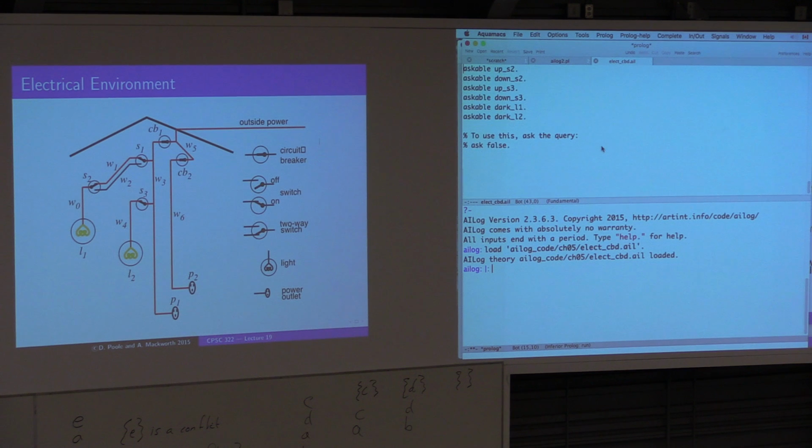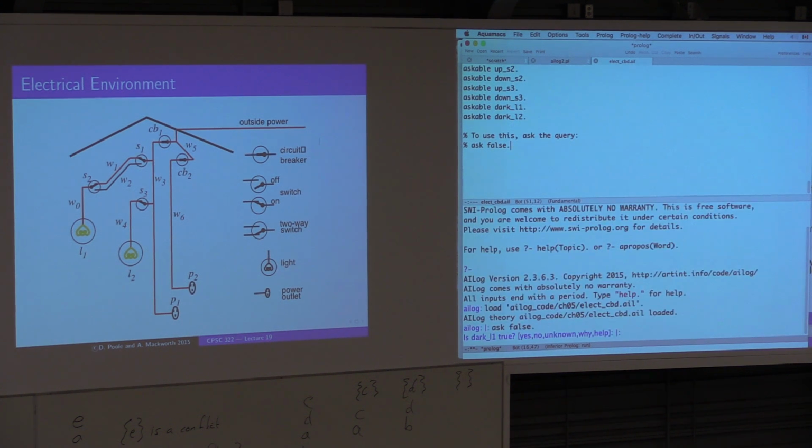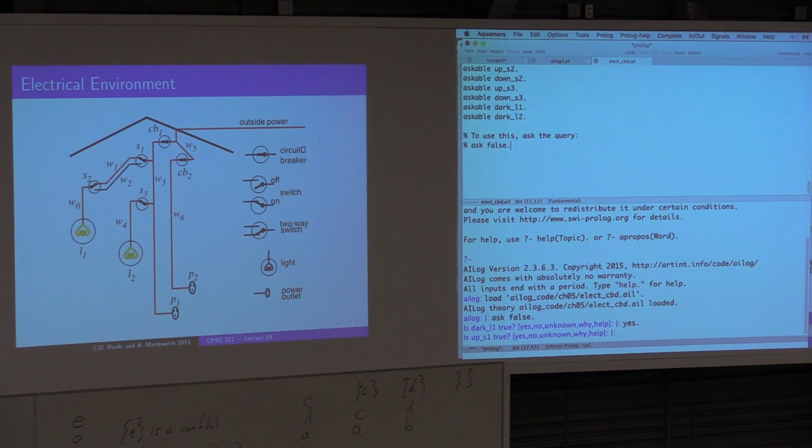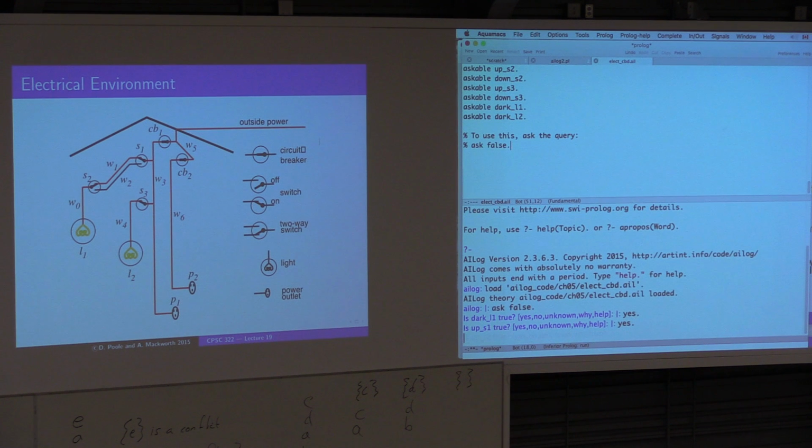So what we're going to do is we're going to prove false. So I'm going to say, can we prove false? And let's look at the bottom one, is L1 dark? And we're going to assume here the answer is yes. Otherwise it doesn't get very interesting. And we're going to make sure these two are up. So is S1 up? True. Is S2 up?